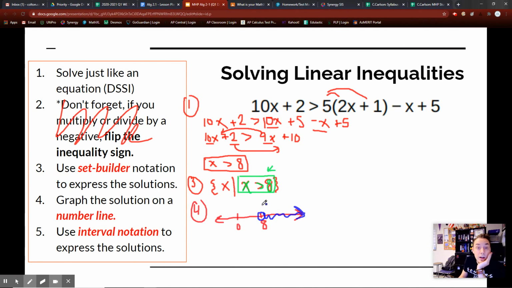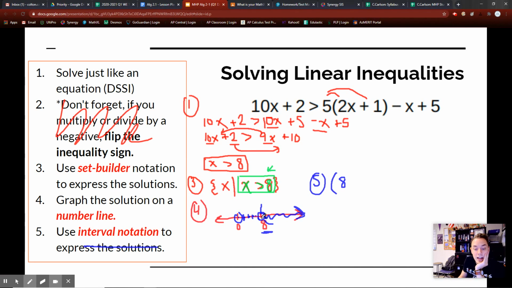Since it's an open dot, we're going to be using parentheses here, which means when I go to my interval notation right here, I'm going to be using parentheses. Where does the graph exist? That's the first thing that you ask. Where does the graph start existing? Does it start existing at 0? What about at 1, 2, 3? No. It starts existing at what number? 8. So it starts existing at 8, and I put a parentheses there because it's an open dot.